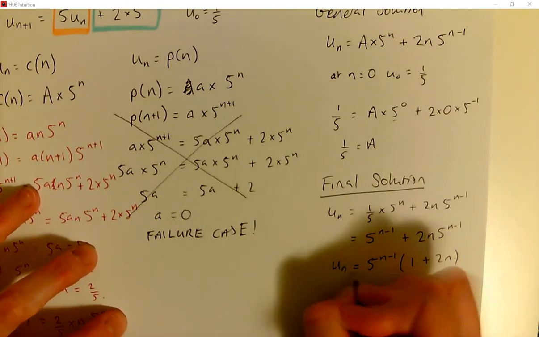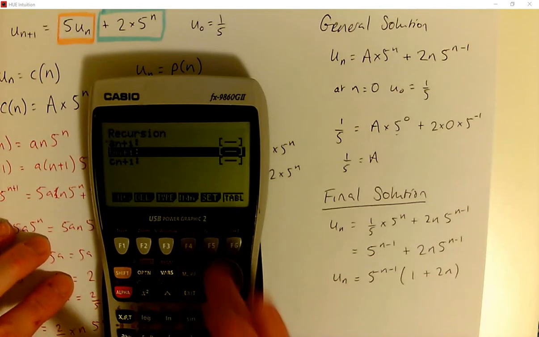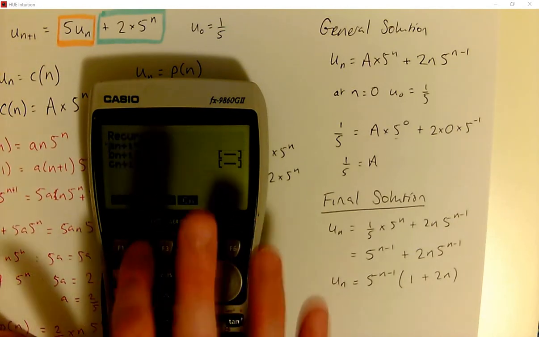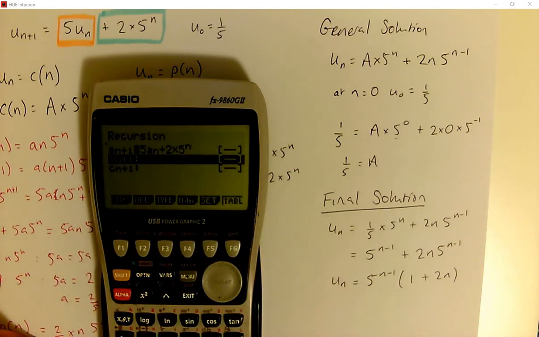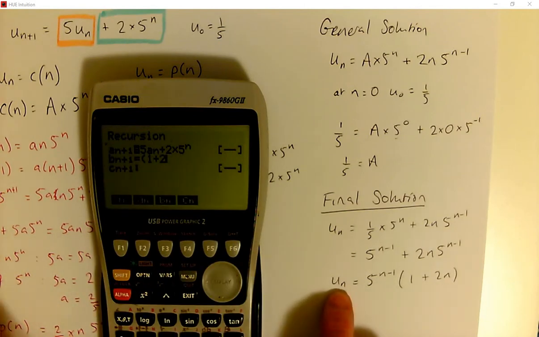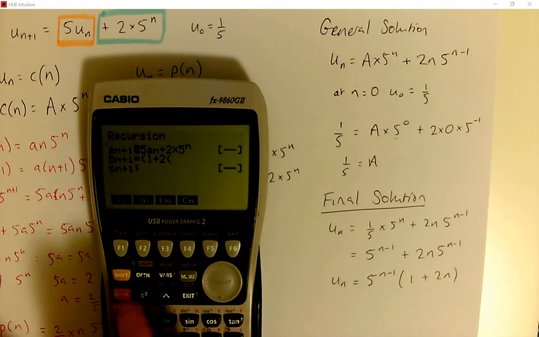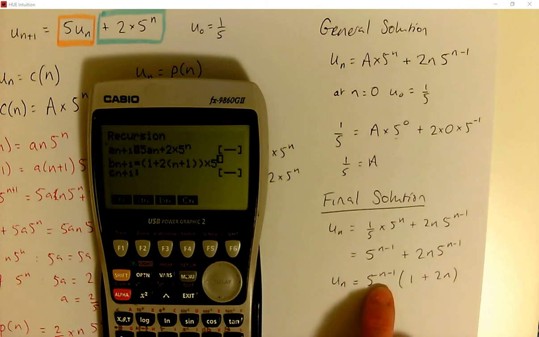Alright, now we're going to check that that's correct on our calculators. So I'm going to put in the recursive definition first. So we have 5an plus 2 times 5 to the power of n. Okay, and then our nth term formula, our closed form. So we've got 1 plus 2. Now it's going to be n plus 1 because we're using bn plus 1 instead of bn. Okay, so n plus 1. Alright, times 5 to the power of, and so this will just be n.